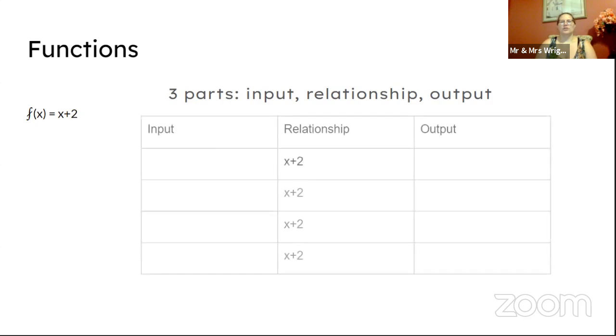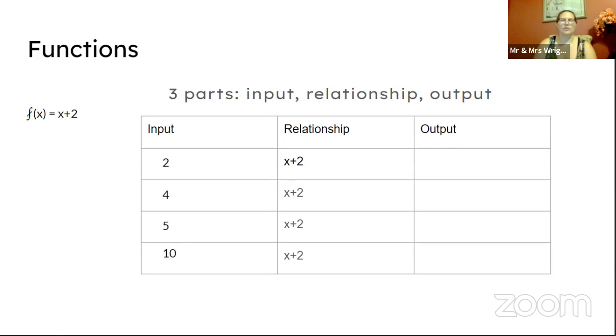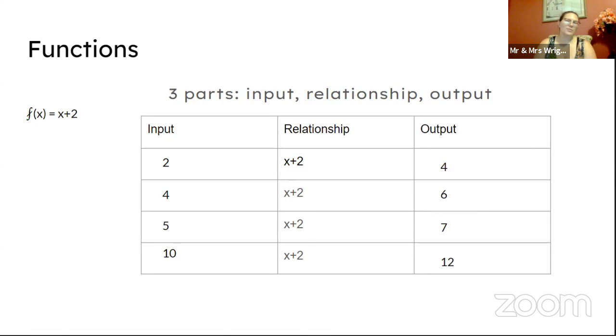So let's look at this in a chart. Here we have the relationship listed out, x plus 2, okay? Put all of that in. Now let's look at some different inputs. If we have 2 plus 2, 4 plus 2, 5 plus 2, or 10 plus 2, we're going to get these various outputs. 2 plus 2 is 4, 4 plus 2 is 6, 5 plus 2 is 7, 10 plus 2 is 12. So it's simply a different way to write some types of equations. That's one way of looking at it.